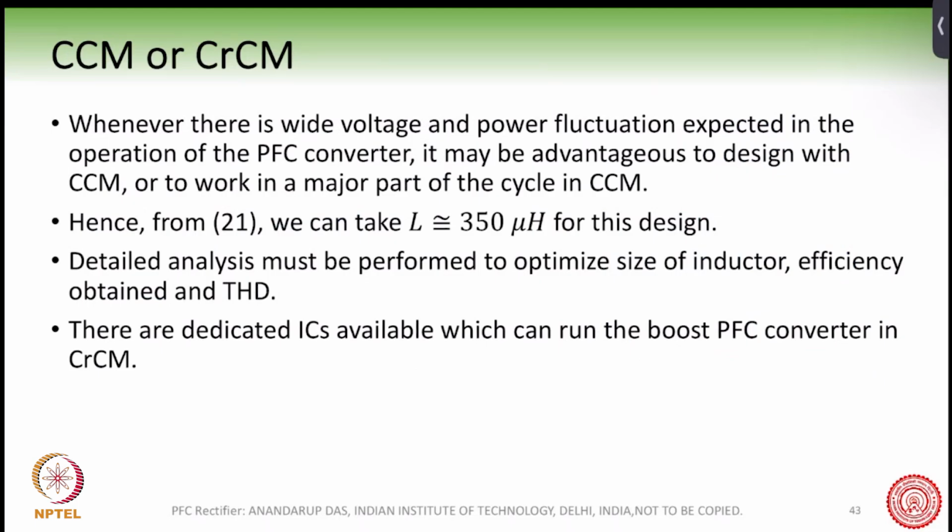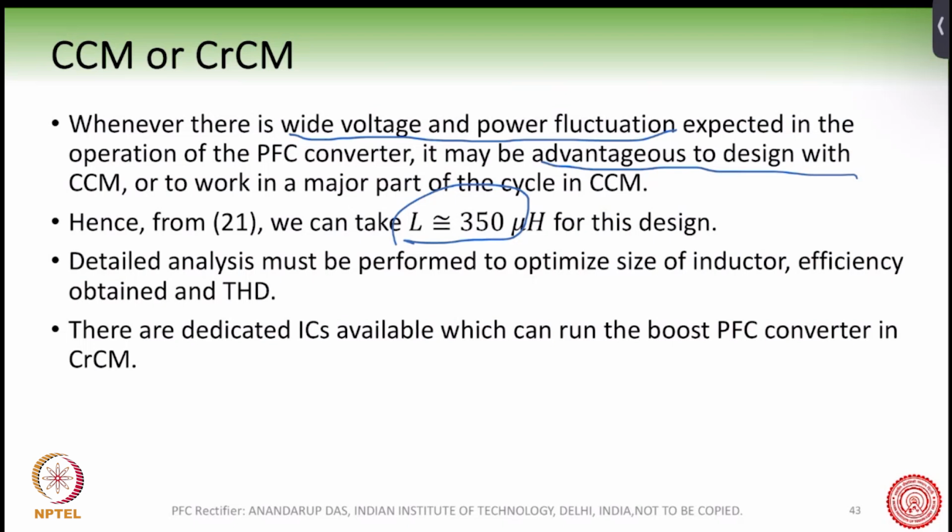Okay, when you expect that your converter is going to operate in a region with wide voltage and power fluctuation, then it may be advantageous to design with CCM, or to work in a major part of the cycle in CCM. Okay, we can take this one, like 350 microhenry for this design. But if you are quite sure, for example, you are making a converter only for India, where it is known that it is always 230 volt, then you can actually further optimize. You can make it run at CRCM or some part in DCM like that.